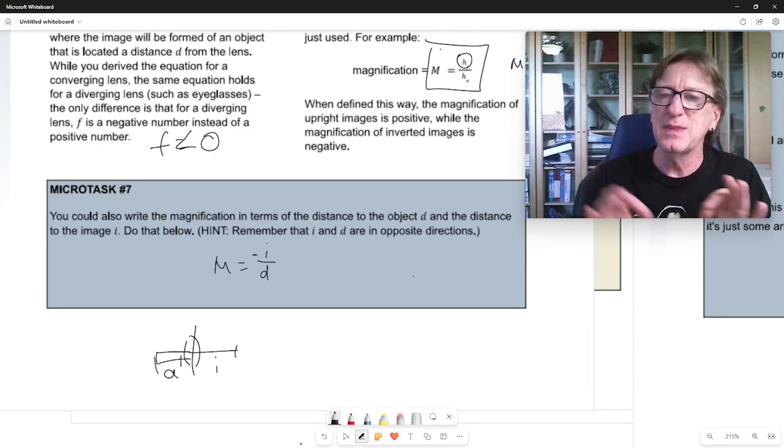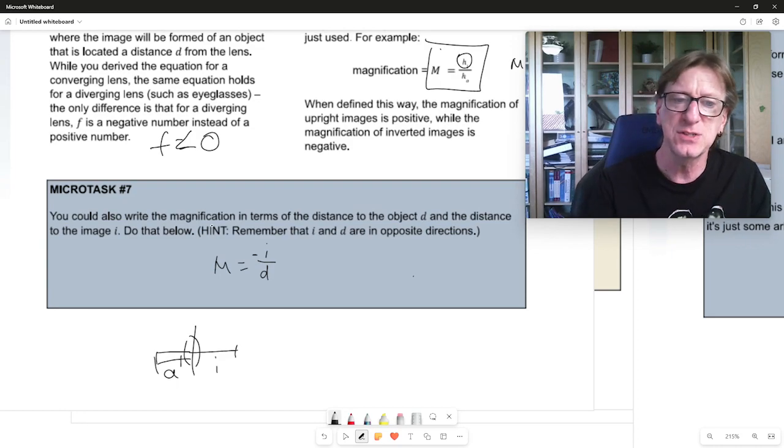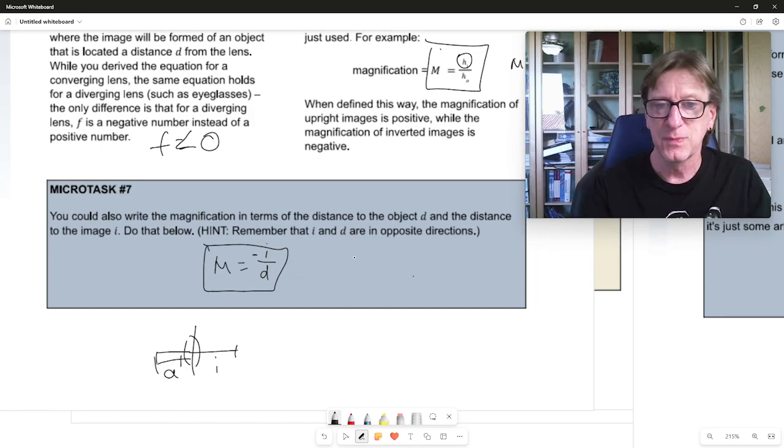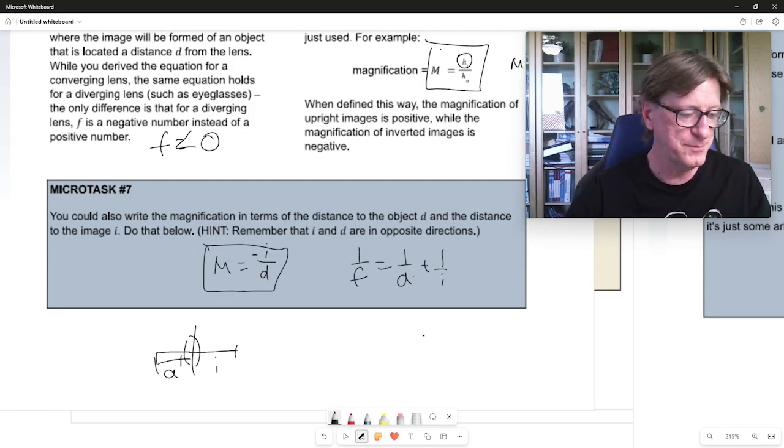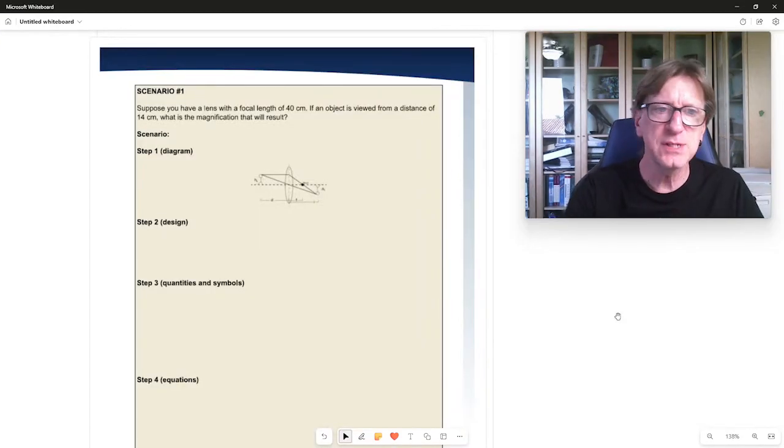So by manipulating the two different definitions for the magnification and our lens equation, which was 1 over f is 1 over d plus 1 over I, using those three equations, we can generally solve pretty much any optic system, any lens system that we want to work with. Okay, so now we're ready to look at our scenario here.